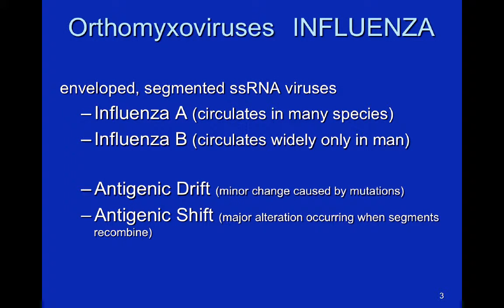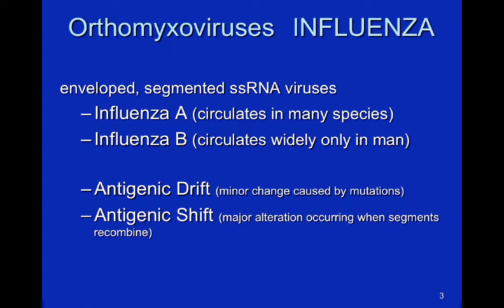So the Orthomyxo, this is the fancy viral family name for influenza or the flu. This is a single-stranded RNA virus, and there are two types here, influenza A and B. The difference being that A circulates throughout many species and B is unique to human beings.